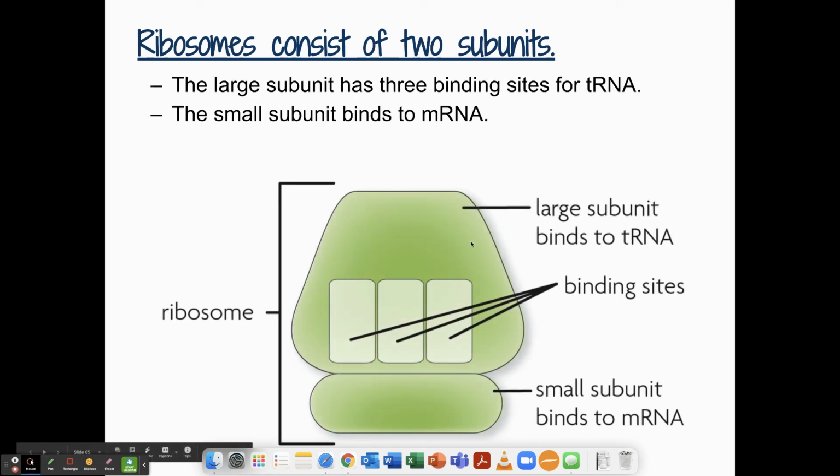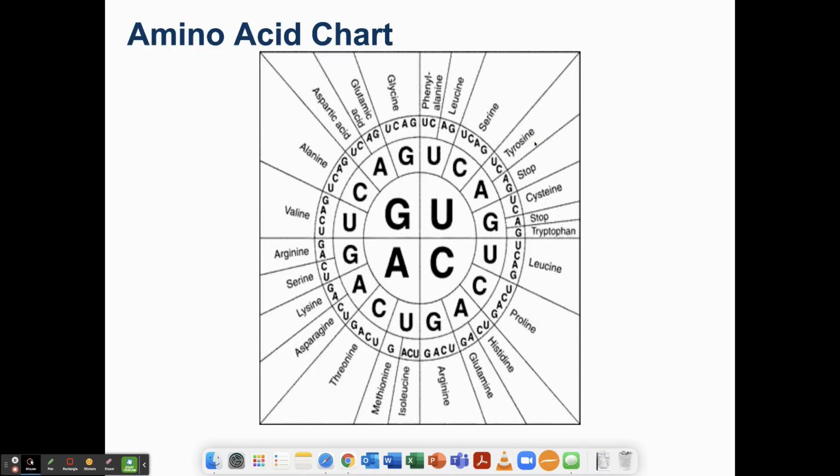All right, ribosomes consist of 2 subunits. The large subunit has 3 binding sites for tRNA, and the small subunit binds to mRNA. So these are the E, P, and A sites, and here is our ribosome. Here's our amino acid chart. To use this amino acid chart, I'm going to go ahead and break it up for you guys.